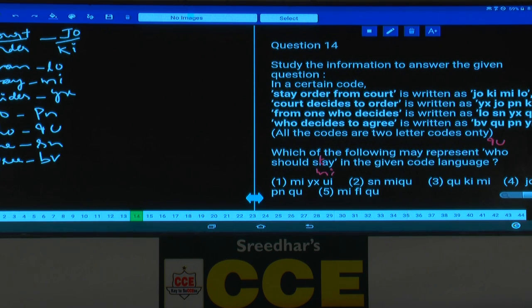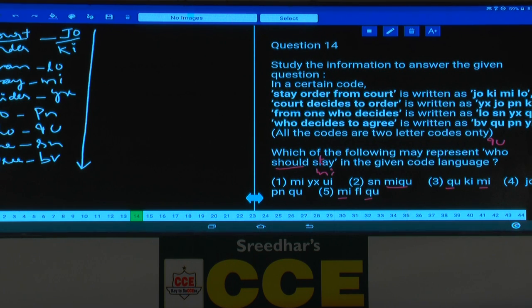QU, MI. MI, QU. It is also MIQ. Now we should identify the code for should. Should is nowhere given in the words, isn't it? Hence its code should be anything apart from the given codes.